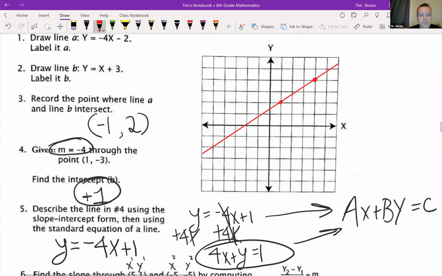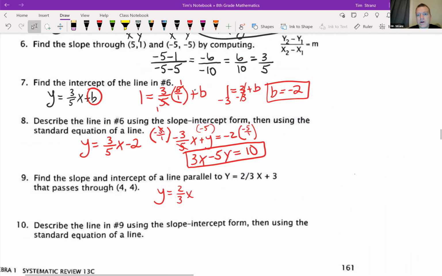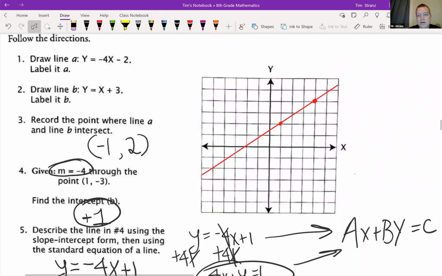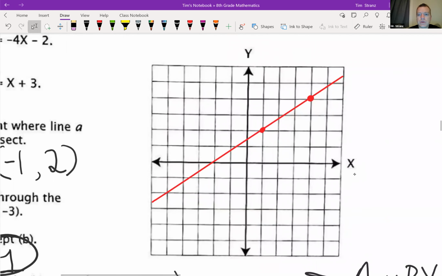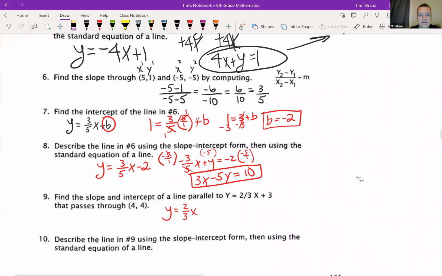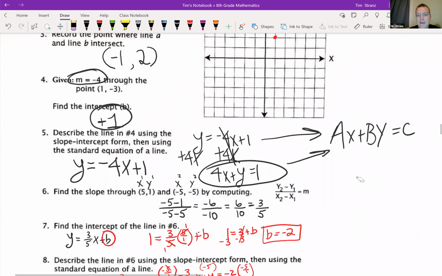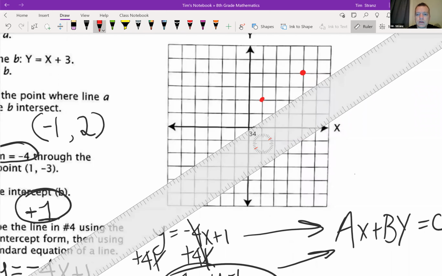I'm going to go back down to my problem number 9, and I need to find the y-intercept. So where does this line cross? I think I wrote that line wrong. I'm going to double check this. So 2/3 x, so (4, 4). I went 1, 2, 3, 4, 1, 2, 3, 4. My slope was 2/3. 1, 2, 3. So 1, 2, 1, 2. Okay, so that's right. I think I just drew my line a little crooked.